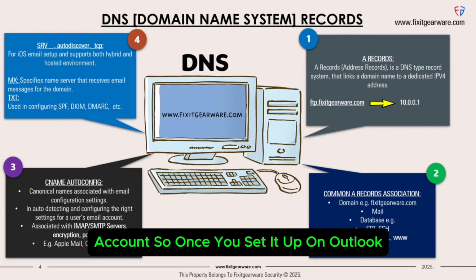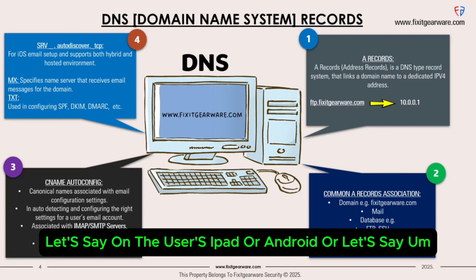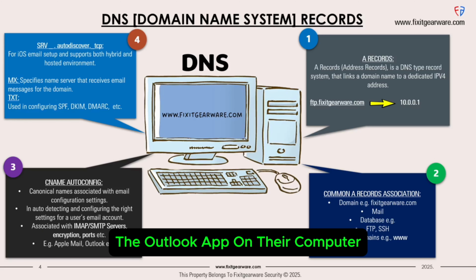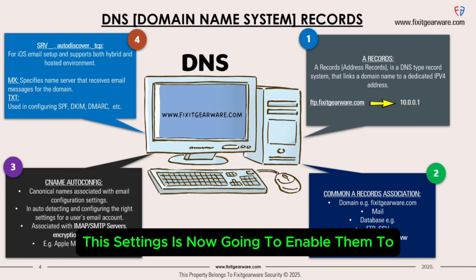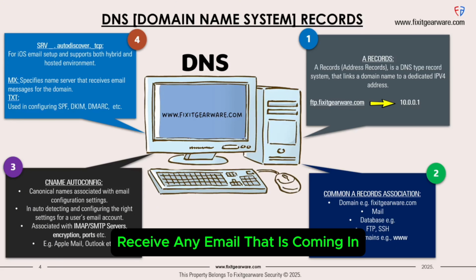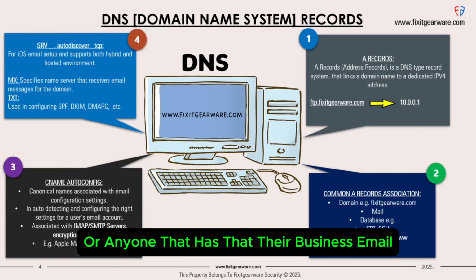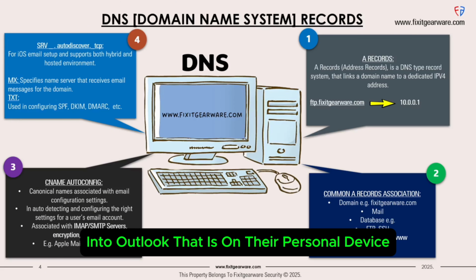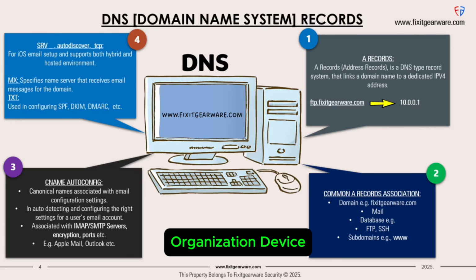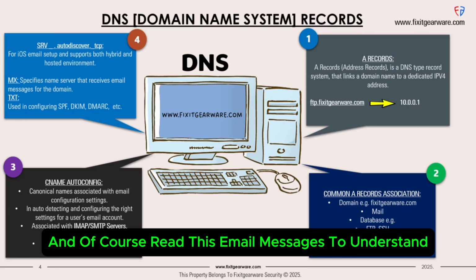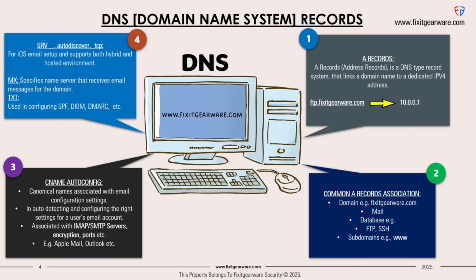account. So once you set it up on Outlook, let's say on the user's iPad or Android, or the Outlook app on their computer, these settings are going to enable them to receive any email coming in from any organization they are dealing with, or anyone that has their business email, into Outlook on their personal or organization device, and of course read these email messages to understand what the contents are.